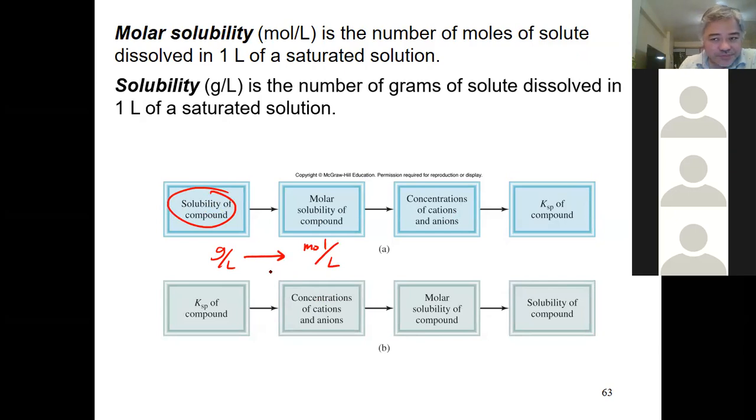Anyone? How do you go from solubility to molar solubility? Anyone? What do you do? Hello? Gutom na ba kayo?